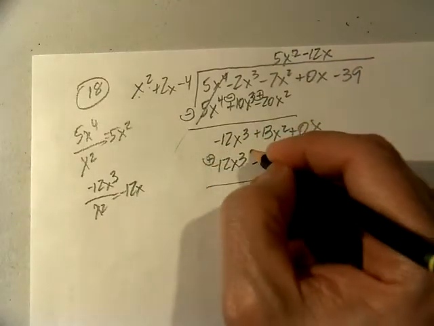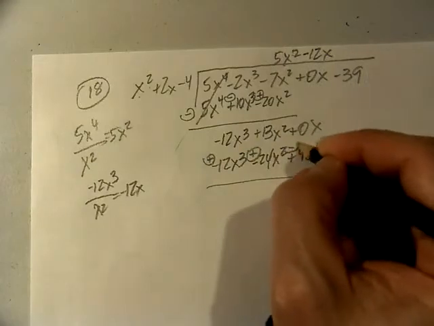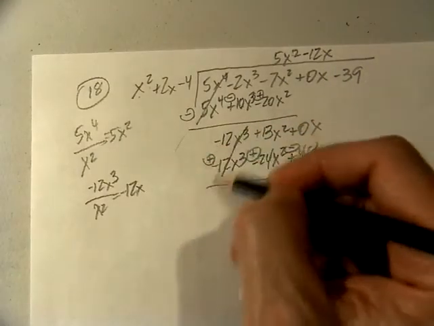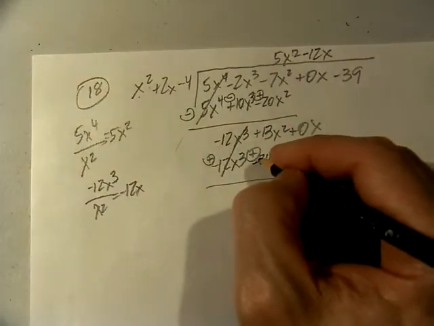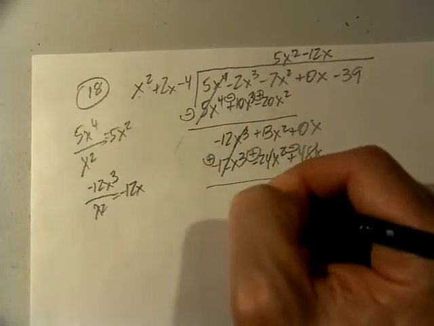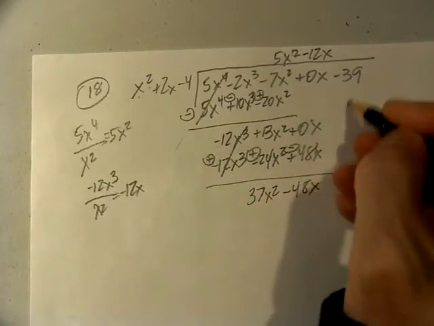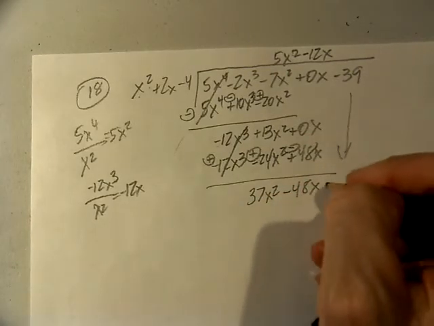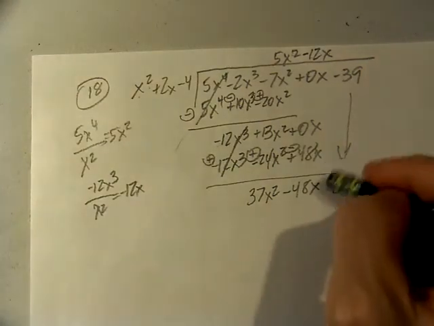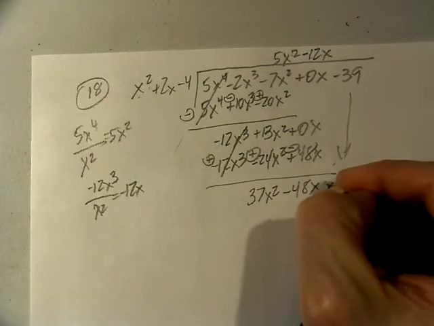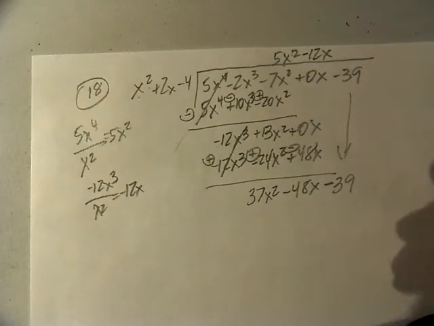Change the signs. These should cross out. A negative and a positive will always cross out. We've got 37. And we've got negative 48. And bring down your negative 39. That's a negative, not a positive.